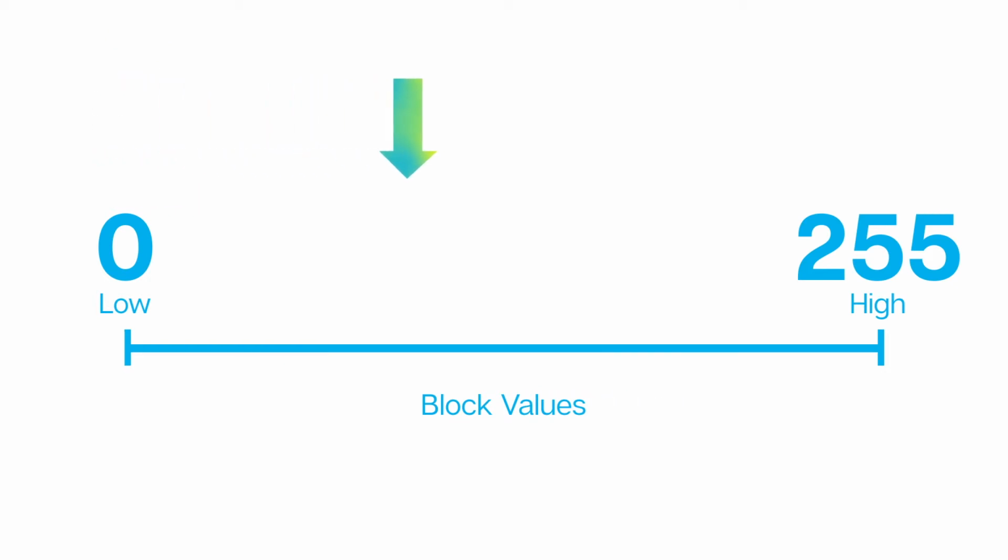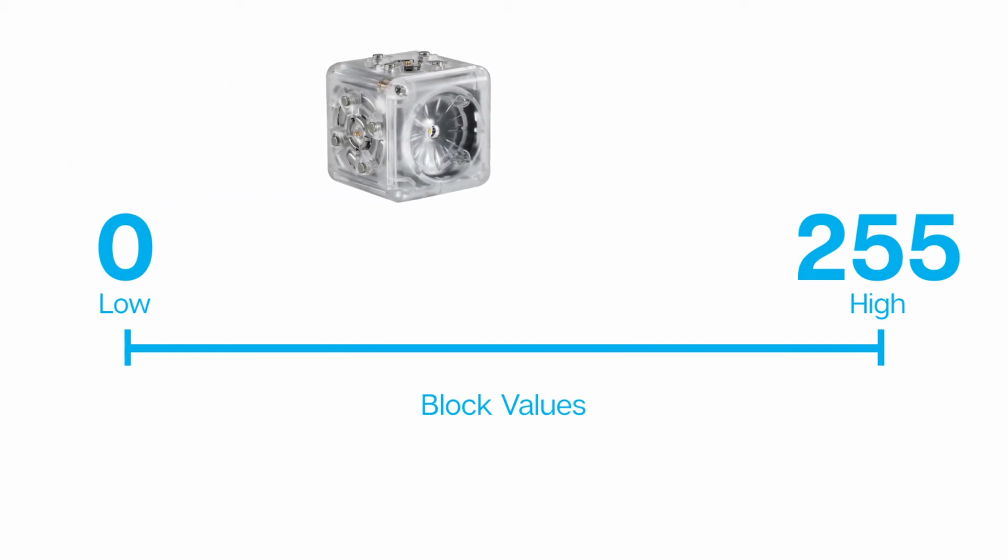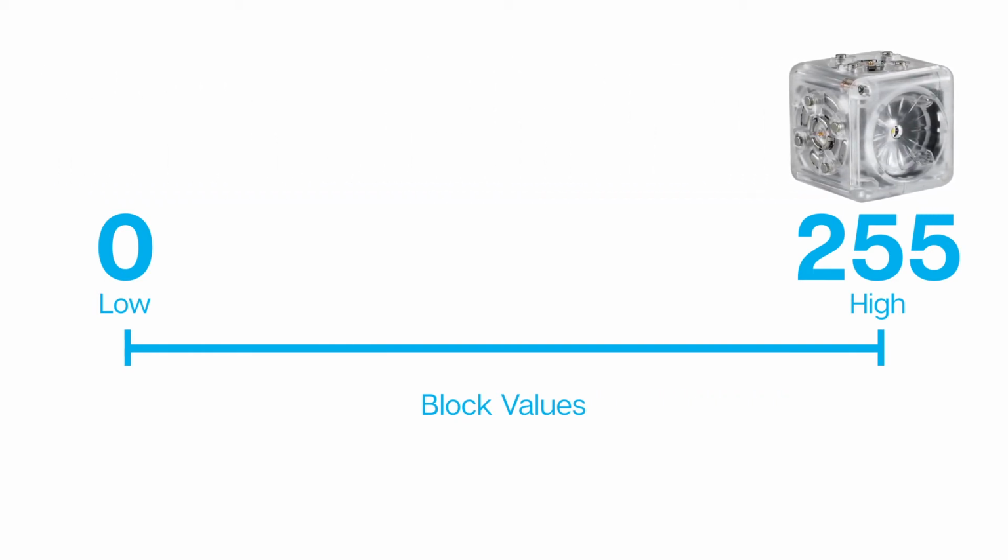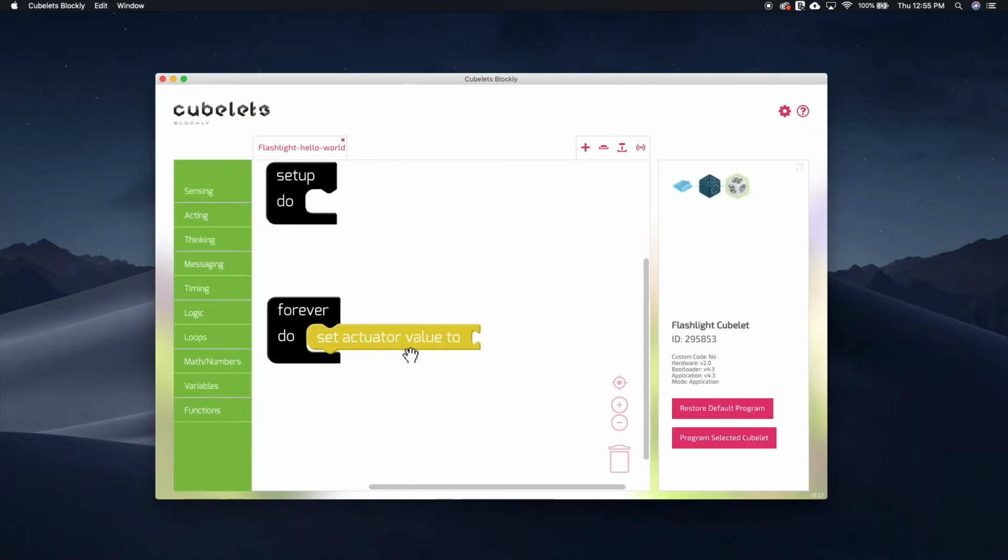If we set the actuator to a high value, that means that it's doing something at the top of its range of possible actions. Setting the actuator value to 255 for a flashlight cubelet is the same as saying set the brightness of the flashlight to the maximum level. So we need to find a way to complete this puzzle using the number 255.